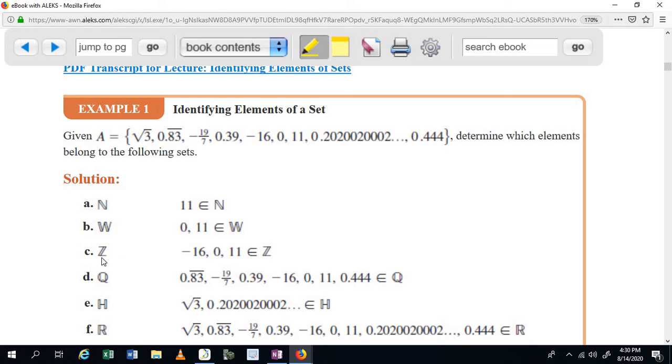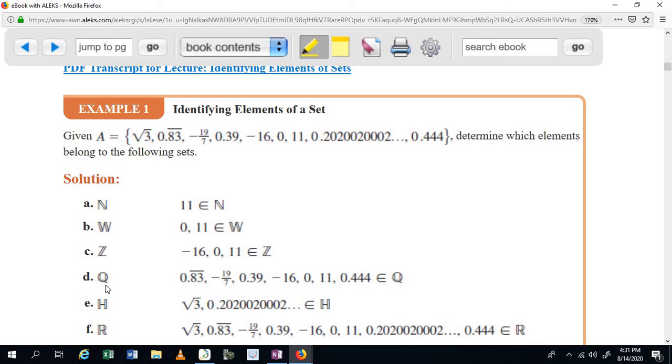Integers. Integers are the whole numbers plus all the negatives: negative 1, negative 2, negative 3, negative 4, negative 5. Those are the integers. So the only ones that would be integers would be 0, 11, and negative 16.